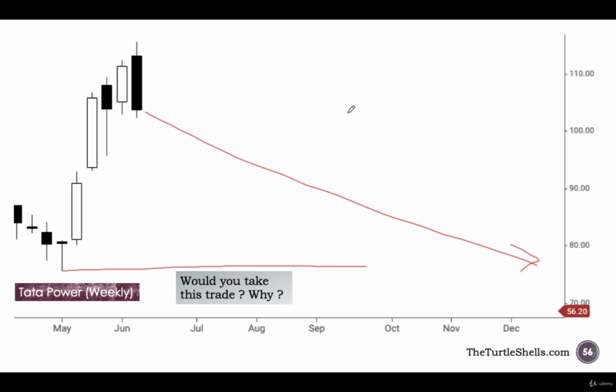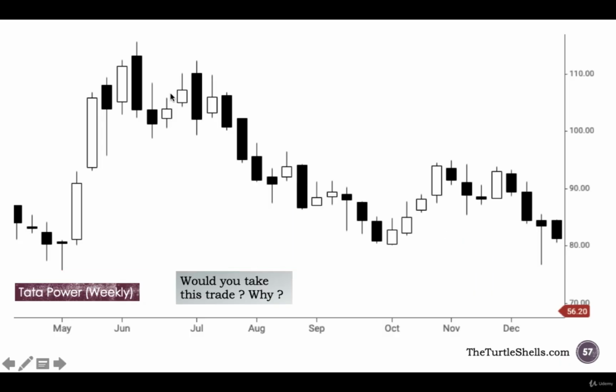Okay? So to quickly summarize, as a conservative trader, I would not take this trade. As an aggressive trader, I would take this trade and ride the market down. As a conservative trader, I would wait for the price to close under the low of the bearish engulfing pattern, and then I would take that trade. Okay?